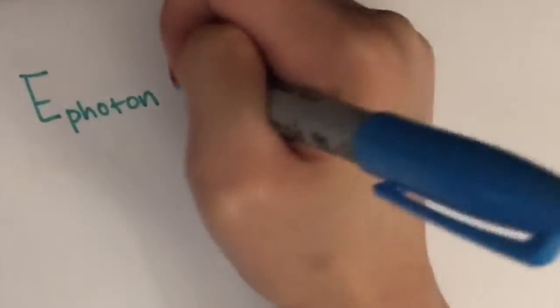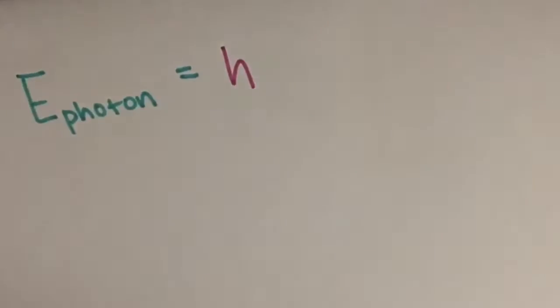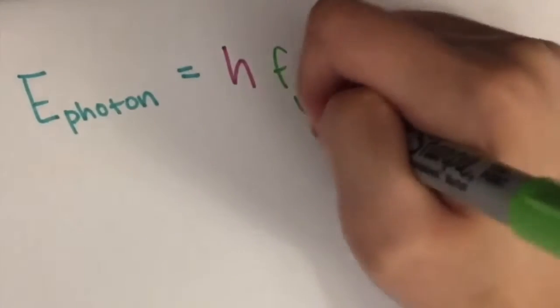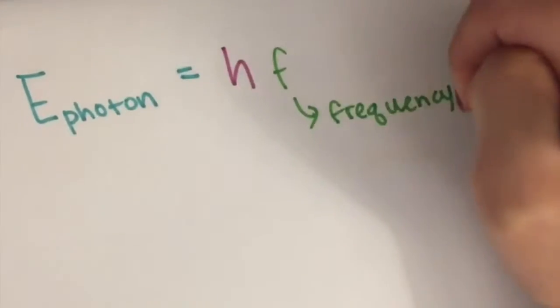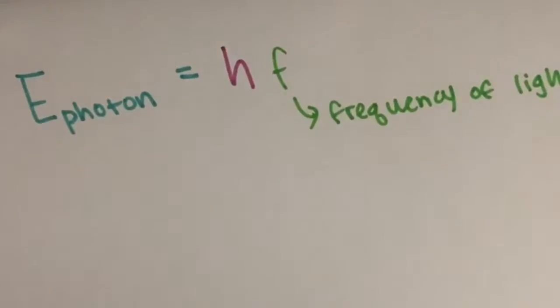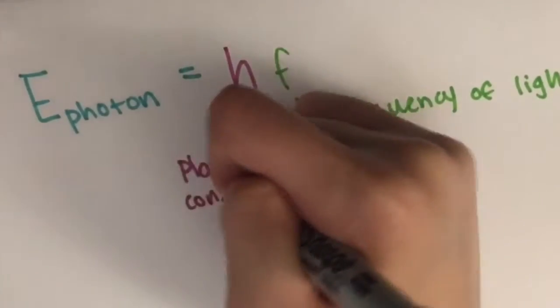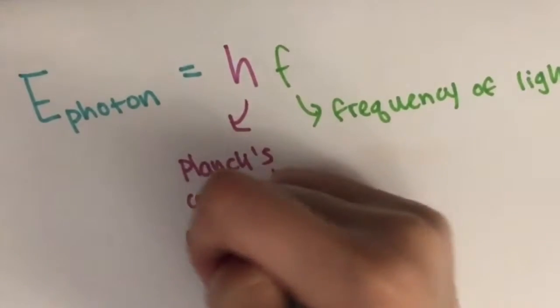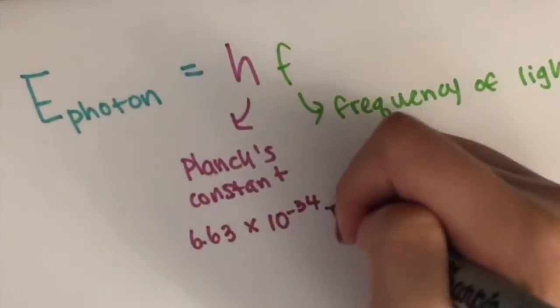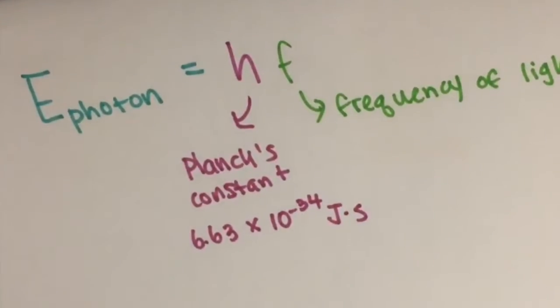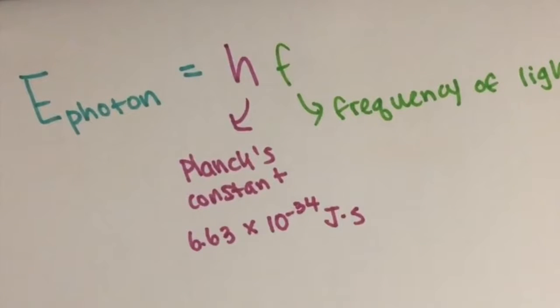Each photon carries a parcel of maximum kinetic energy that is given by the equation E subscript photon equals hf, where f is the frequency of light and h is Planck's constant with the value of 6.63 times 10 to the negative 34 joule seconds. This quantum theory explains the two problems that arise when trying to explain the photoelectric effect with classical theory.